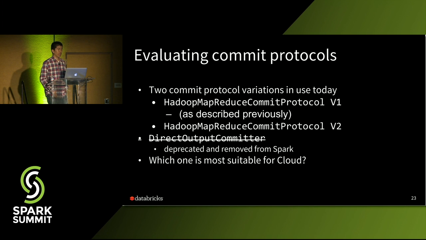Okay, so clearly the commit protocols are important, and it's a problem that's been thought about before. Let's evaluate some of the commit protocols in use today. First, there's the Hadoop MapReduce commit protocol v1, which is what I described previously. And there's also a v2 commit protocol. Those of you that know more about this might also have seen something before called the direct output committer. This is a commit protocol that basically did very little and was unsafe. At this point, it's been deprecated and removed from Spark. So let's just look at the first two commit protocols used today. Which one is going to be better for the cloud setting?